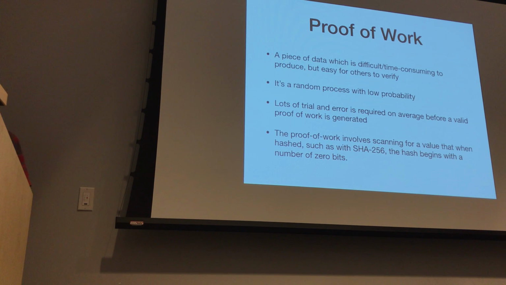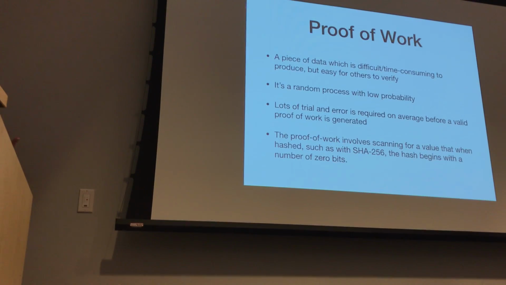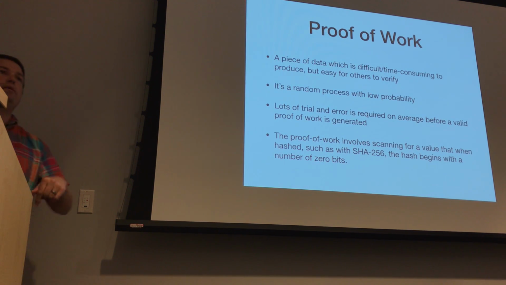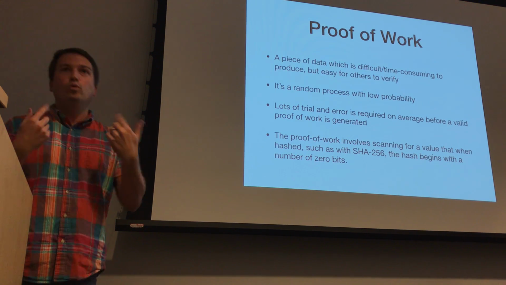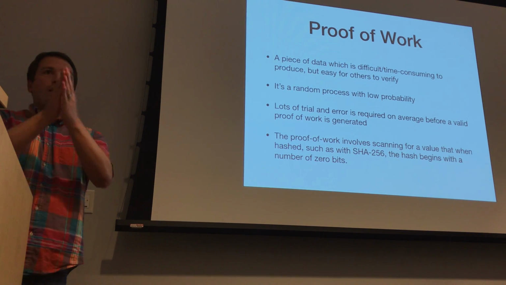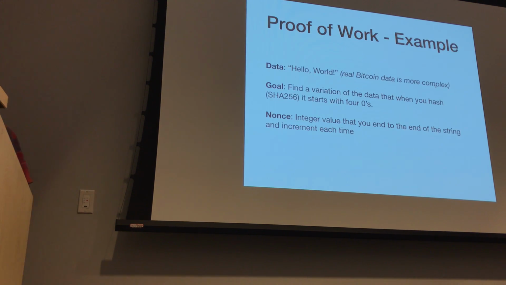So proof of work, this is what we were talking about in terms of the mining. Taking a piece of data, it's difficult and time-consuming to produce, but you can verify it very easily. Like I said, it's a random process with low probability of getting it right away, so you have to keep guessing. You have to spend electricity and cooling time and processing time in order to guess enough times to get the right answer. So lots of trial and error. And if you're doing a SHA-256 hash, the odds of you getting leading zeros is really tricky.